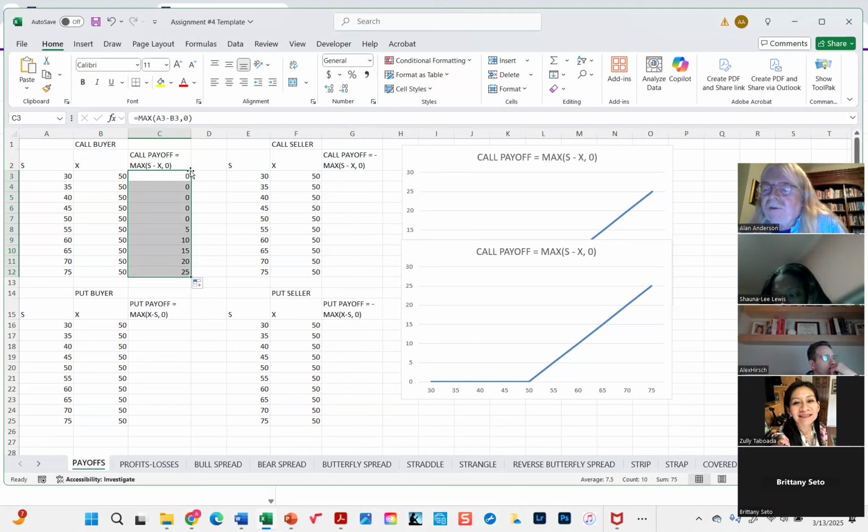So I think you'll agree this is pretty interesting. Also, you'll agree that this kind of thing could not be done with forwards and futures because they're linear instruments and there's a limit to how much you can do with them. Whereas here, the sky's the limit. All right. So how does that sound?